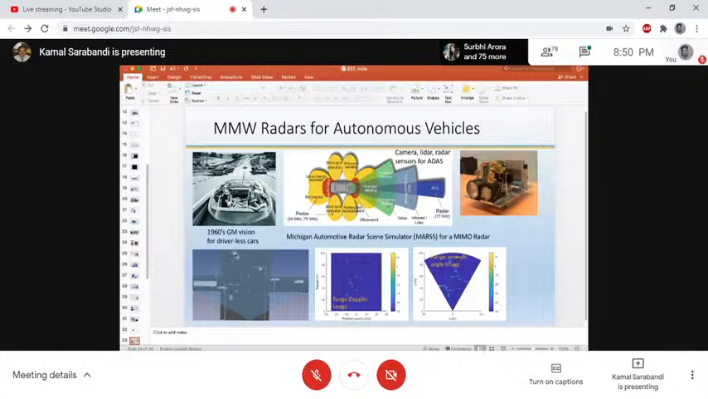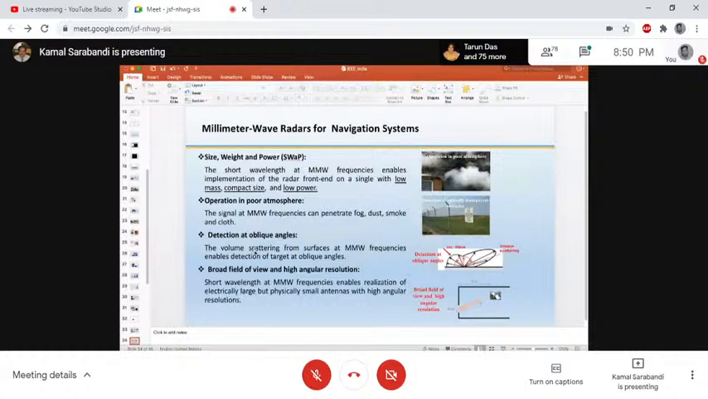So we can generate these images almost real time. So why are people looking at millimeter wave? Because they are small size, we can put them on vehicles, they are relatively low power, and they can see through dust, rain, fog, snow, whatever. We can see, for example, things that cannot easily be detected by camera, like wires, meshes, and things like that.